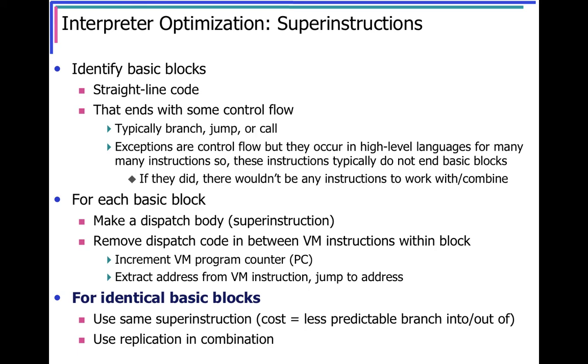If you have multiple targets, then the branch becomes less predictable. And so for simplicity, we can simply use the same super instruction for identical basic blocks, and then we lose predictability and maybe we'll have some more branch misses. However, we could combine super instructions with replication, where we make copies of handlers and link them such that we have very few of the same basic blocks referring to the same handler. So therefore, it makes our branches more predictable, and therefore we'll have fewer misses.